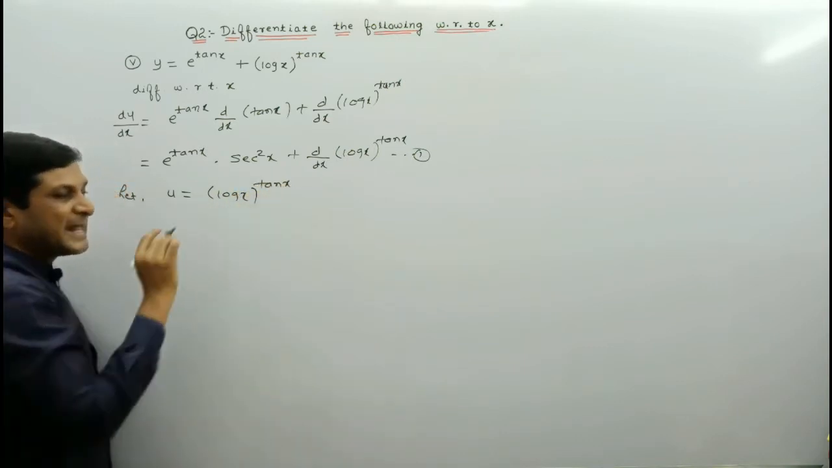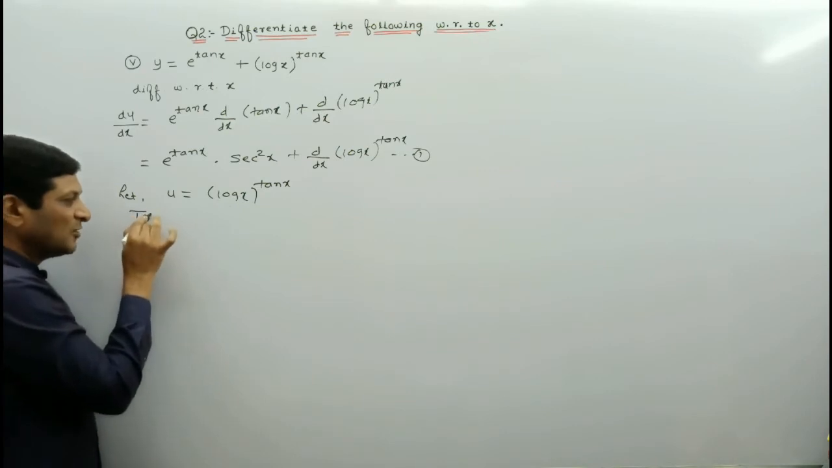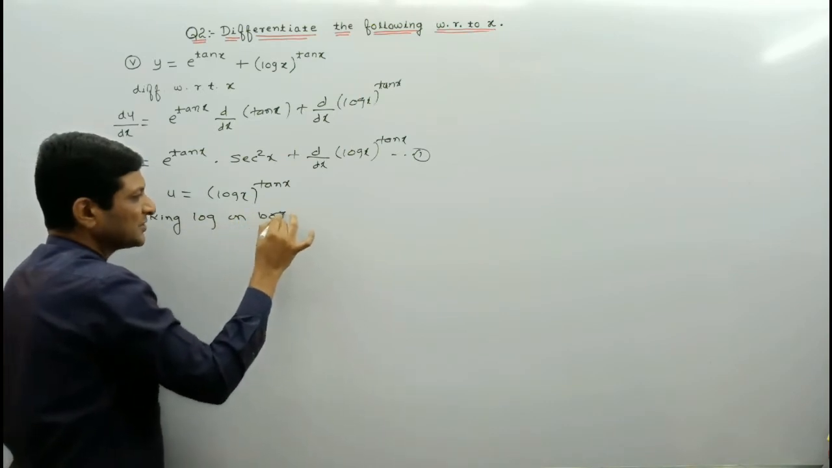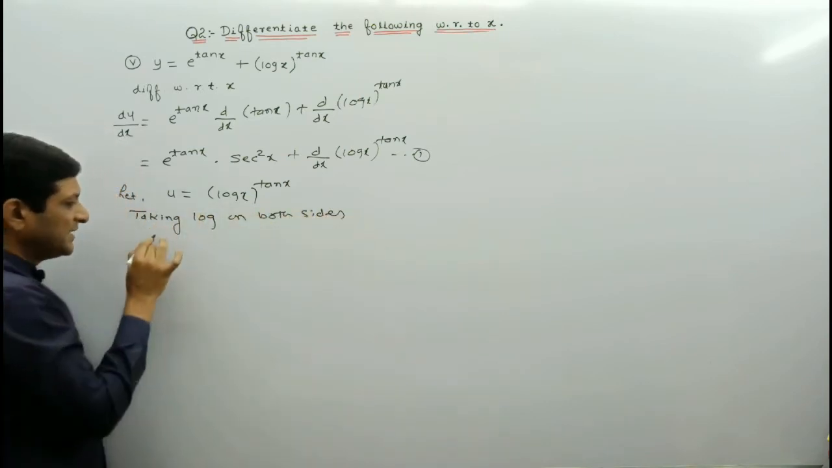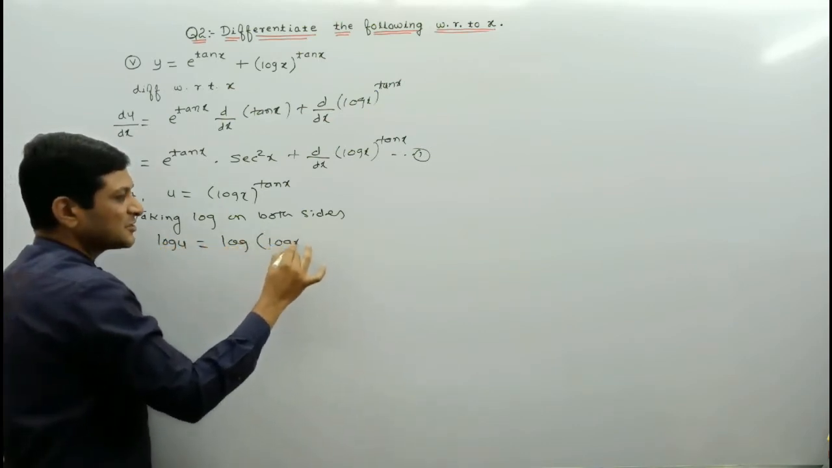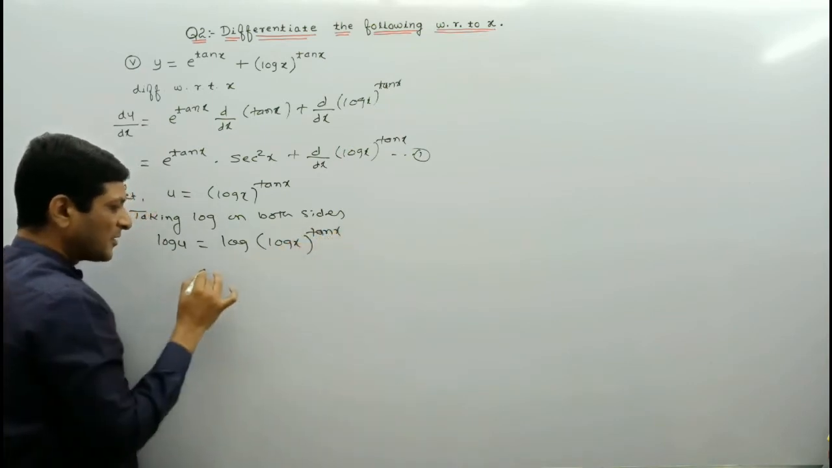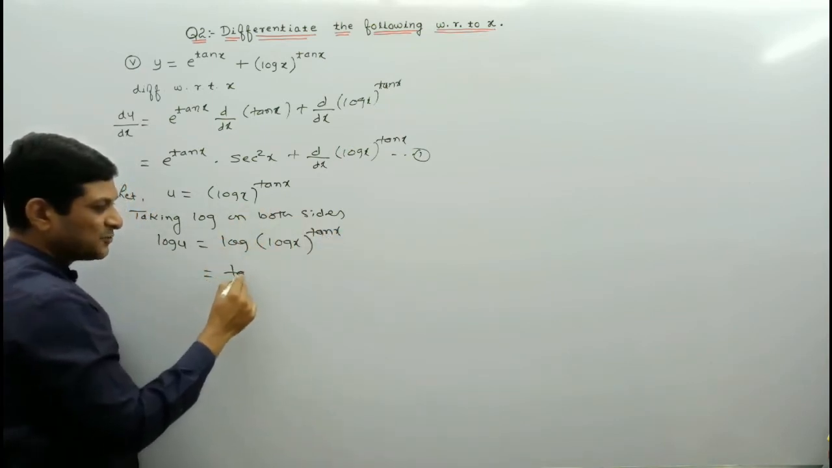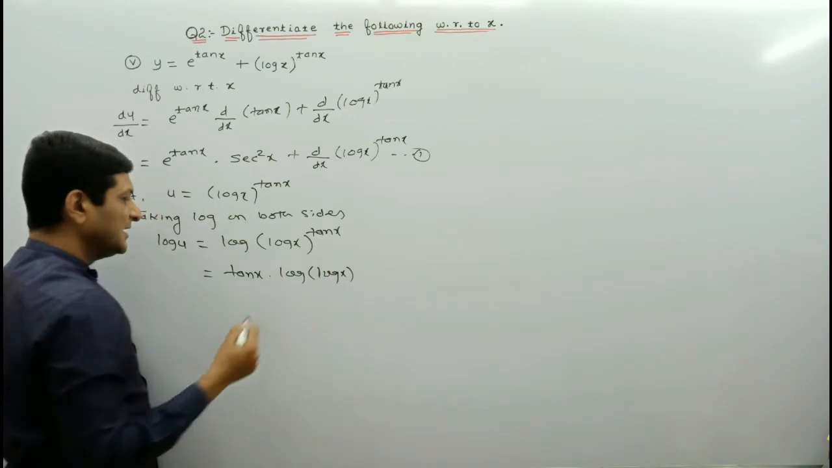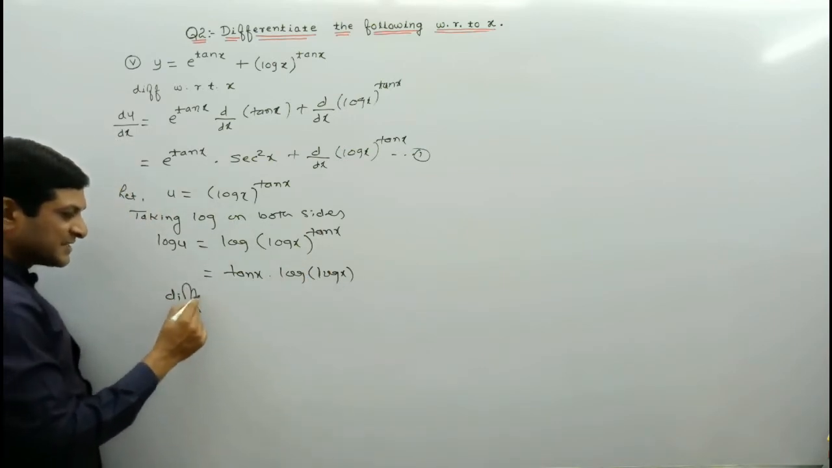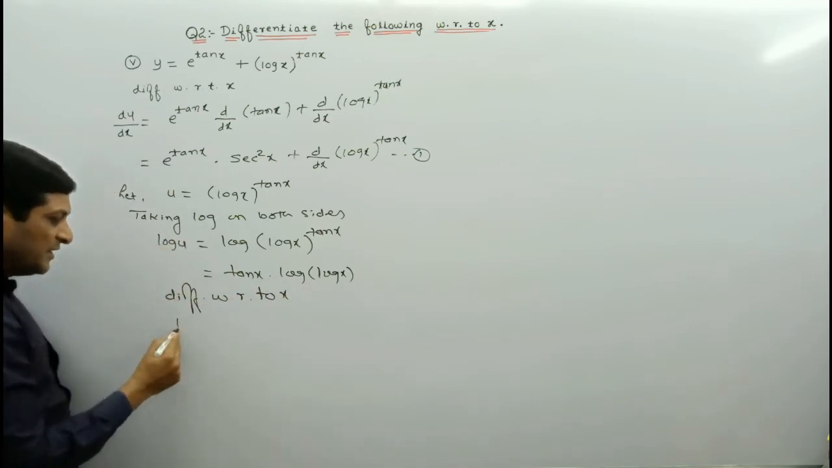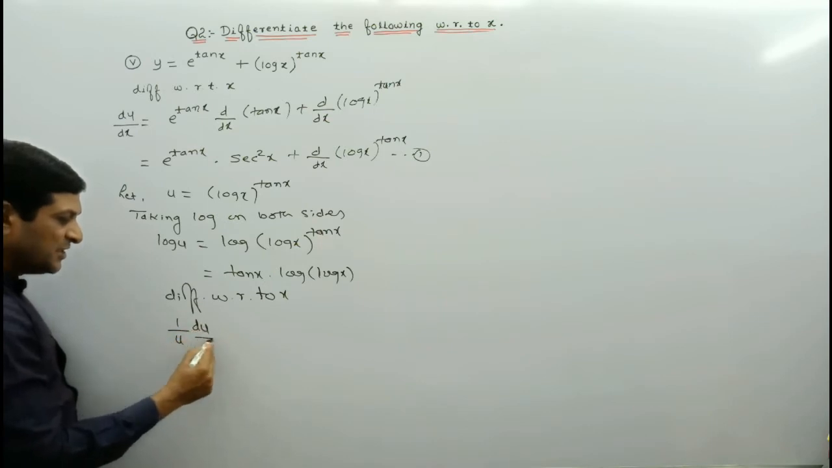Since we have to apply the logarithmic differentiation method, write down taking log on both sides. So on the left hand side what will we get? Log u, and on the right hand side what will we get? Log of log x raised to power tan x. Now according to the laws of logarithm, this power can be taken as a coefficient. So tan x we have taken as a coefficient, so here we will get log of log x, isn't it? So now differentiate it with respect to x. The derivative of log u will be equal to 1 upon u into du by dx.